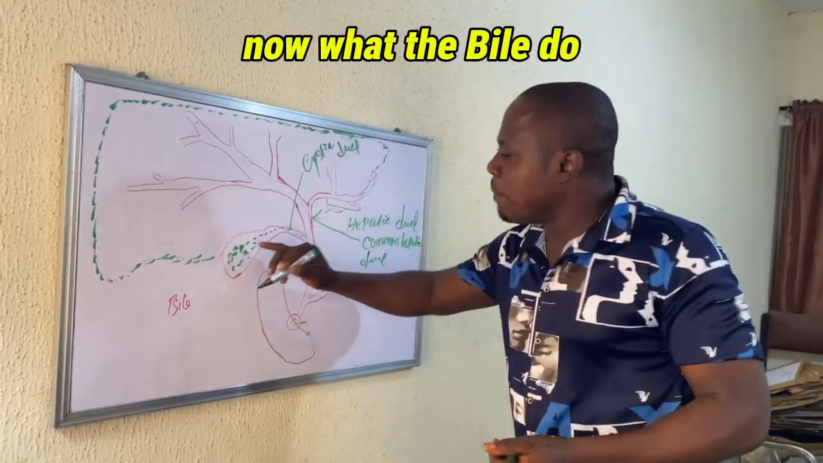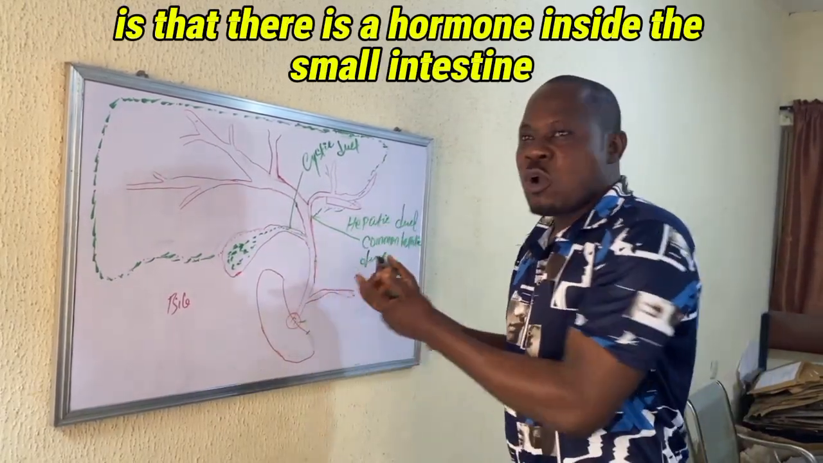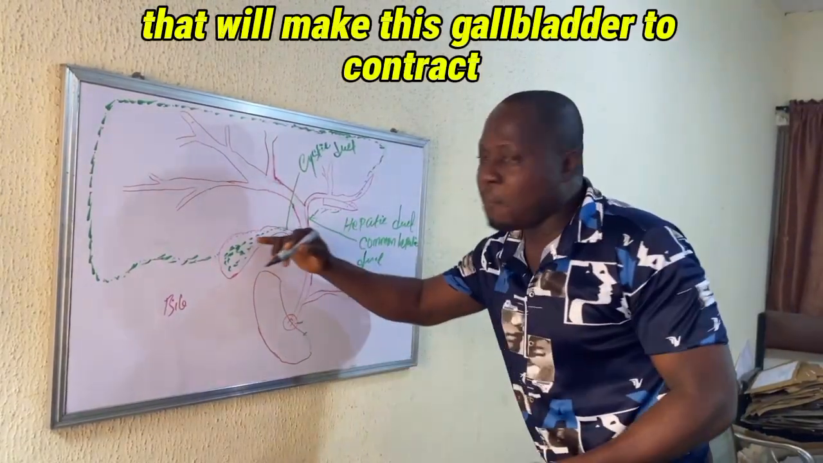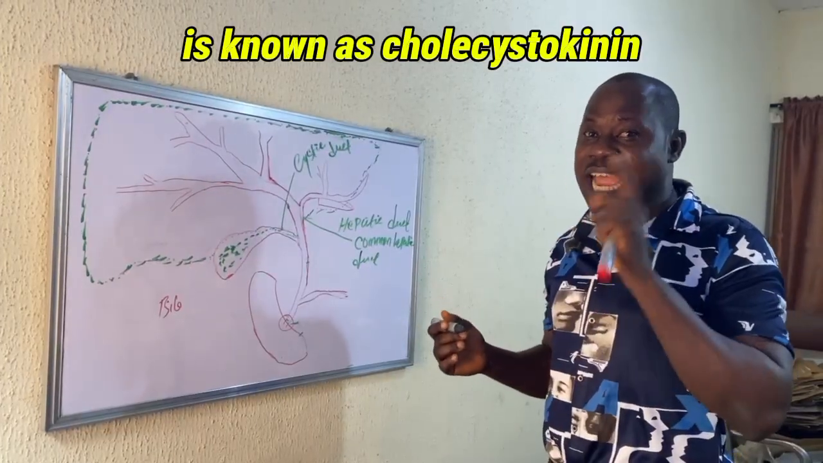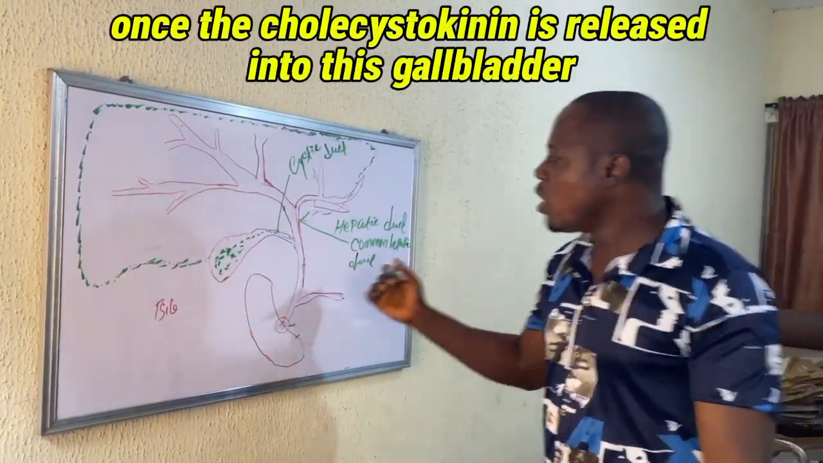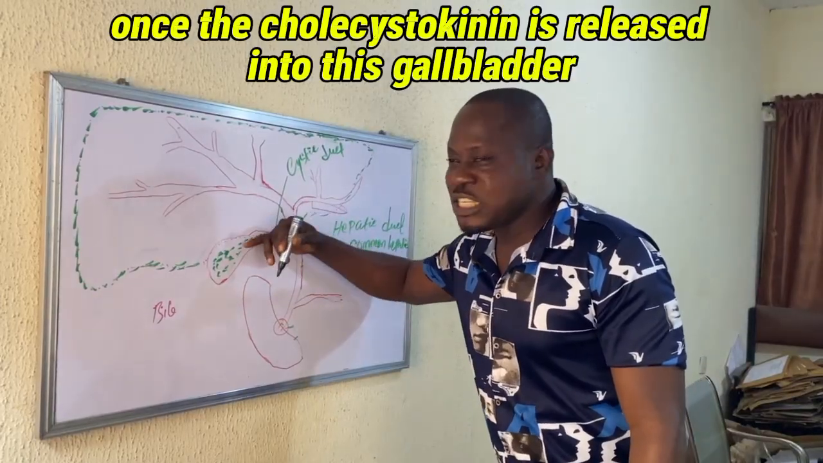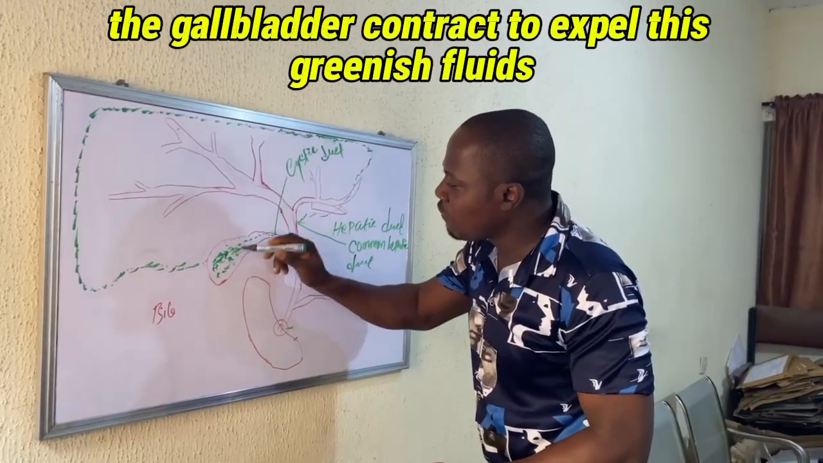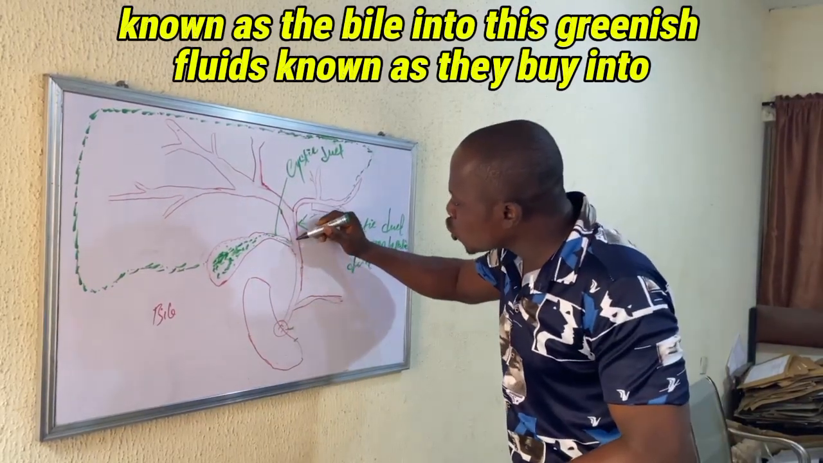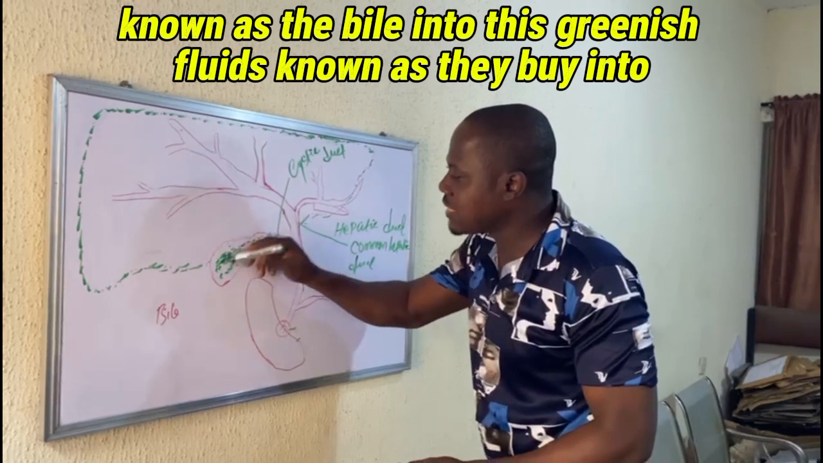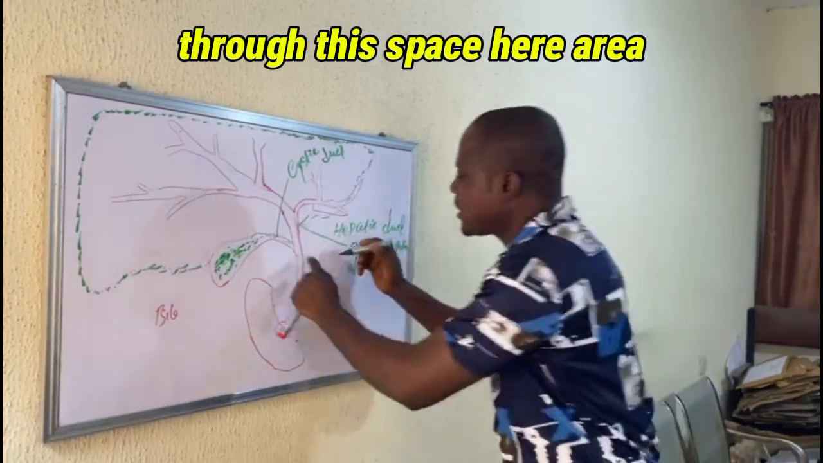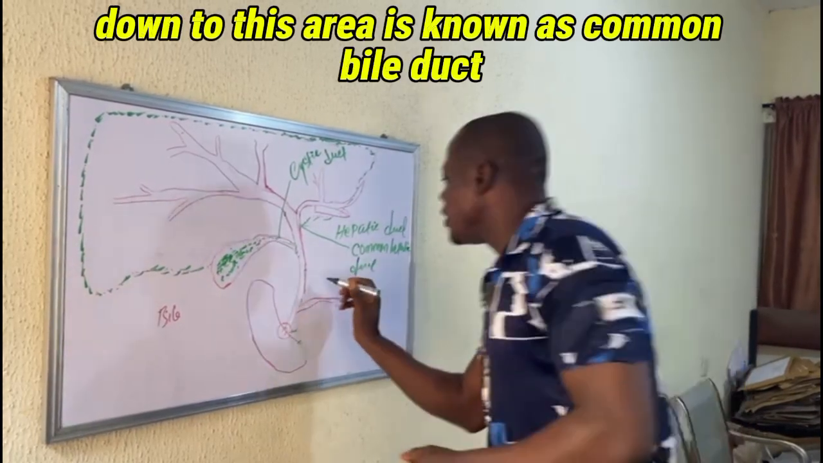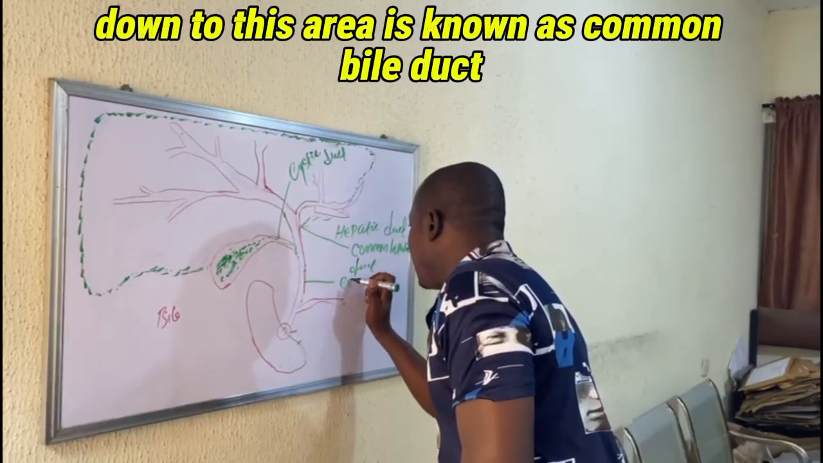Now, there is a hormone inside the small intestine that will make this gallbladder contract. It's known as cholecystokinin. Once the cholecystokinin is released, the gallbladder contracts to expel this greenish fluid known as bile through this space, from the area of this cystic duct down to this area known as the common bile duct.